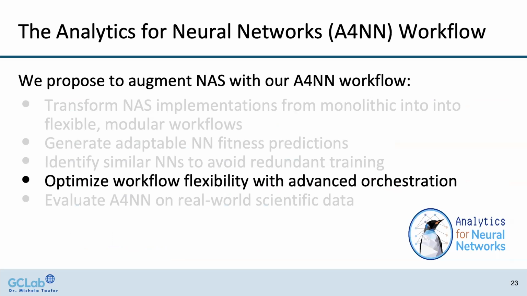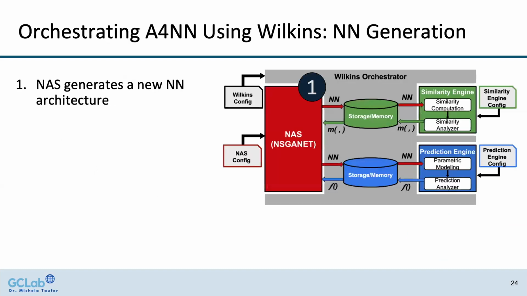The last component of our workflow and what brings all of these components together is Wilkins. And Wilkins is a workflow orchestrator that basically handles the data movement and the management of the execution of each component in A4NN. And so again, the way that Wilkins executes our workflow is in the following way. So the first thing that we do is that it calls the NAS algorithm to generate a new neural network architecture.